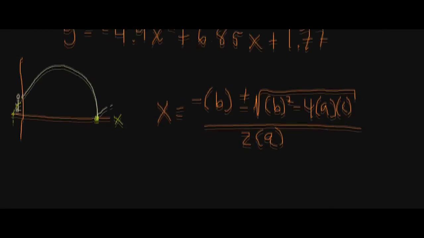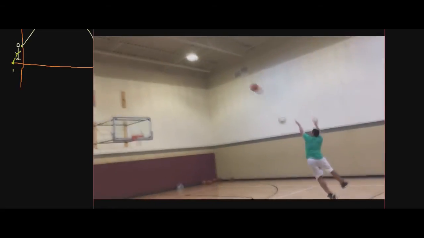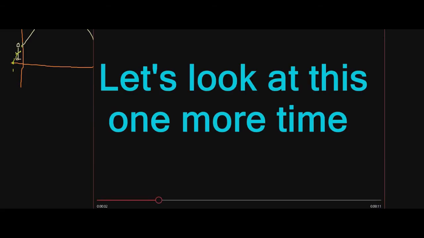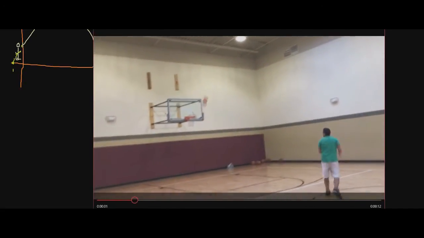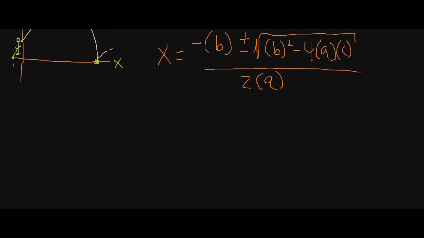We have the quadratic equation here. If you wanted to, here is the video I was referring to. We want to find out exactly how many seconds it takes for the basketball to hit the ground. Let me write the equation one more time: y is equal to negative 4.9x squared plus 6.85x plus 1.77. Let's plug it in.